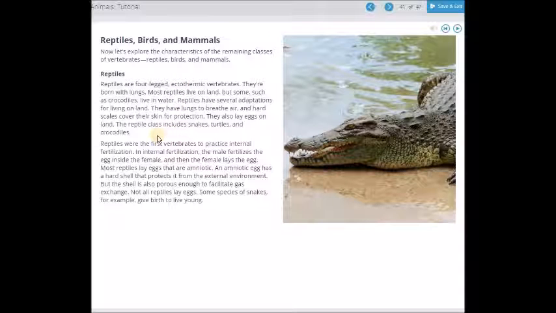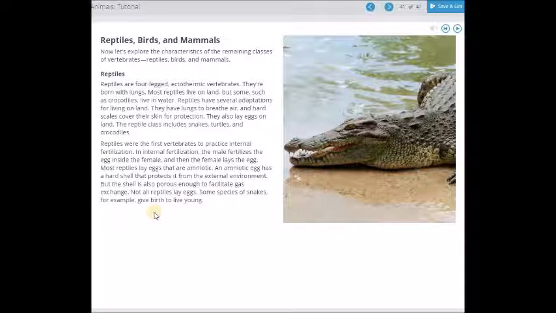All right, they have several adaptations for living on land. They can live in water, so they go back and forth. Some of them can. They have lungs to breathe air and hard scales to cover their skin for protection. They lay eggs on land, and the reptiles include snakes, turtles, and crocodiles. Reptiles were the first vertebrates to practice internal fertilization, so they actually copulate, and the male fertilizes the egg inside of the female.